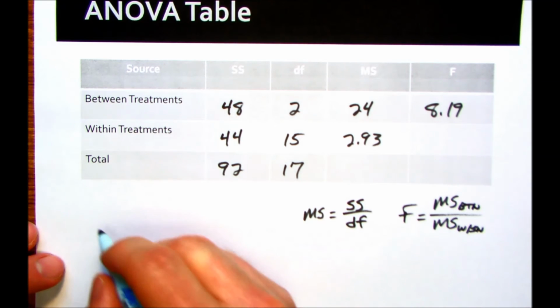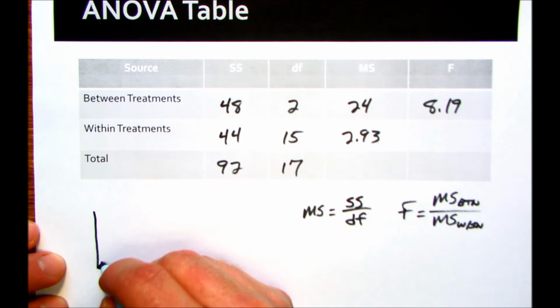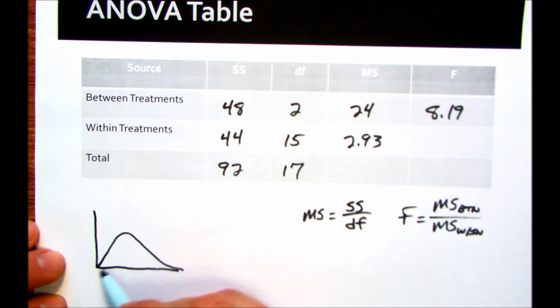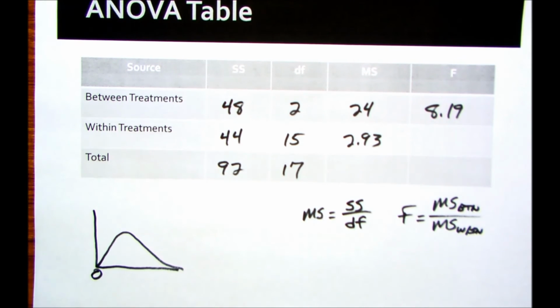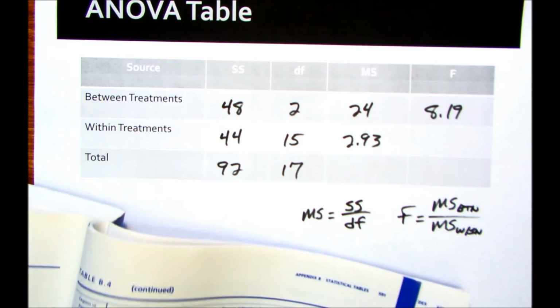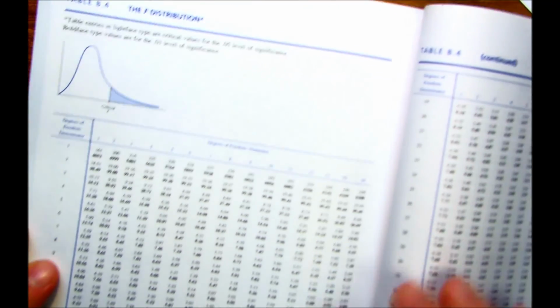What we want to figure out, just like we always want to do, is whether this is larger than what we'd expect by chance. The F distribution looks something like this. Remember, we're looking at squared differences, so we're not going to get any negative numbers for this F distribution. And now we need to look this up in the back of the book, in the table. The F distribution table begins on page 590.